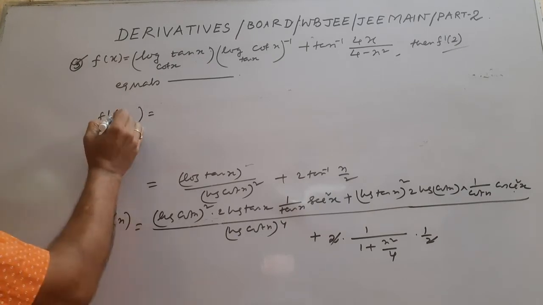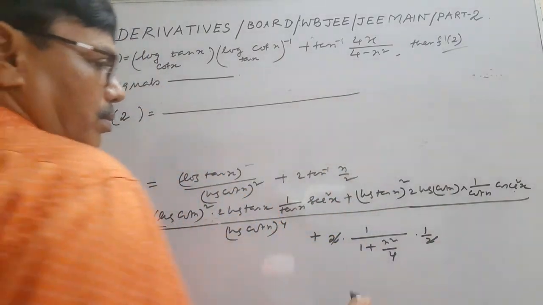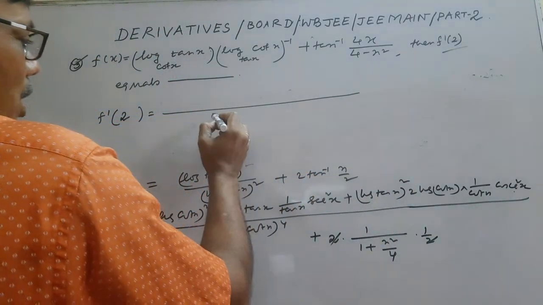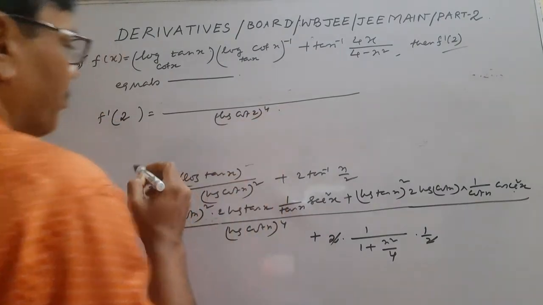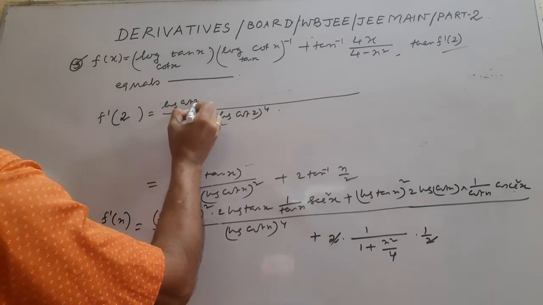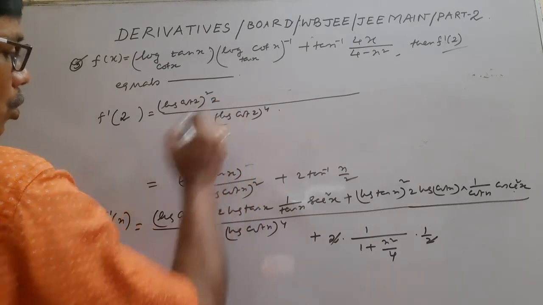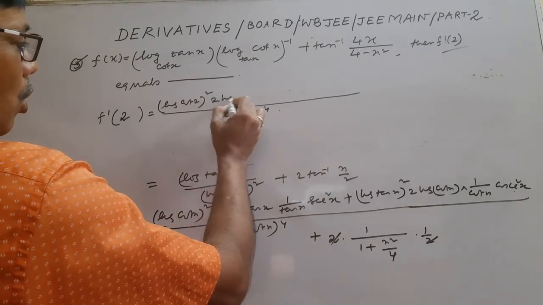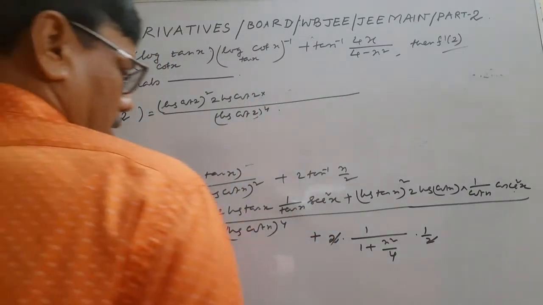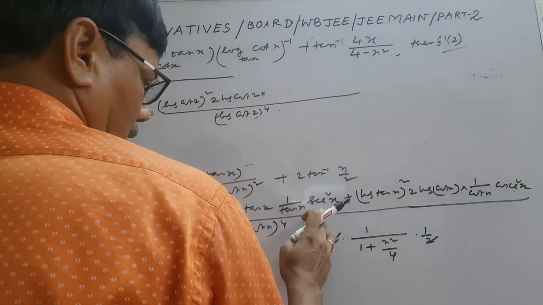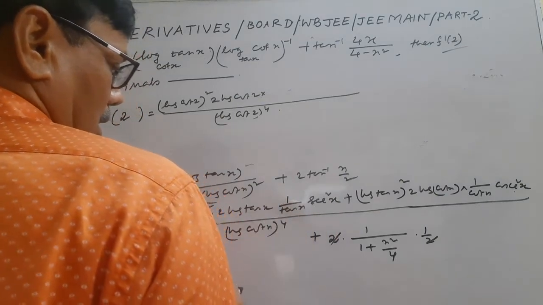So f dash 2. You calculate f dash 2. So write log cot 2 whole to the power 4. Log cot 2 whole square. 2 log cot 2, and this is sec square x, 1 by cos square x, cos x by sin x, 1 by cos square x, cos x by sin x.